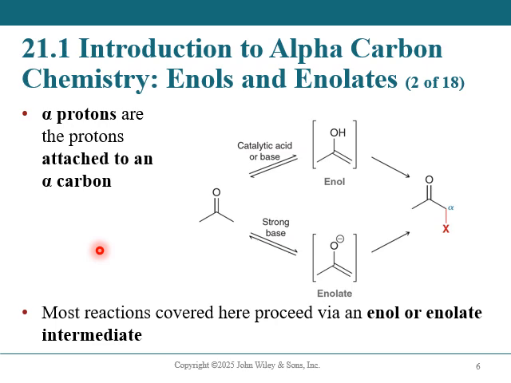Alpha protons are the protons attached to an alpha carbon. This is important as you will see later on, and we will see that alpha protons participate in certain reactions. Most reactions covered in this chapter proceed via an enol or enolate intermediate. We have the enol shape with the OH group, and the enolate, which is the anion, the conjugate base of that enol.